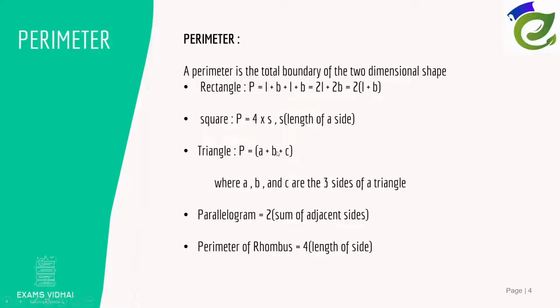Triangle. For any normal triangle, there are three sides; suppose we assume three different lengths, they may be equal, A equal to B equal to C, or A equal to B not equal to C, anything. The perimeter will be the sum of all the sides, A plus B plus C. Parallelogram. The perimeter of a parallelogram is 2 into the sum of adjacent sides. The perimeter of a rhombus is the same as a square, because the lengths of all sides are equal. So the perimeter of a rhombus is 4 into S, where S is the side of the rhombus.